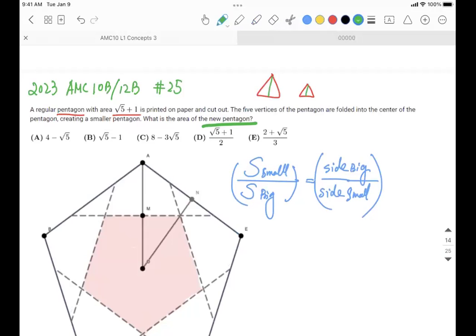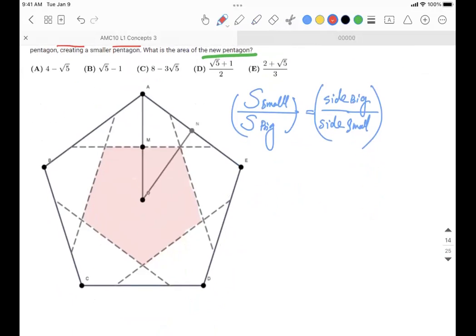So this time I'm going to ask you to do something like this. Let me try to find out this. This is actually the height of my small pentagon, right? And this is actually the height of my big pentagon. So what I'm trying to say is, if I use ON, this is also going to work.